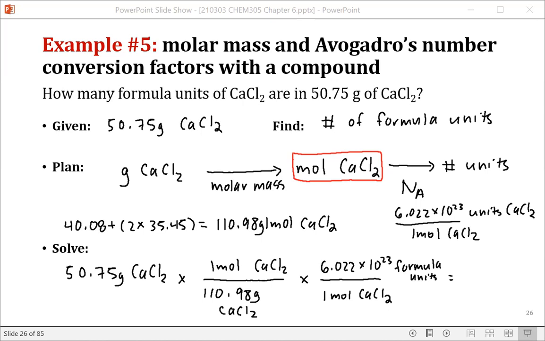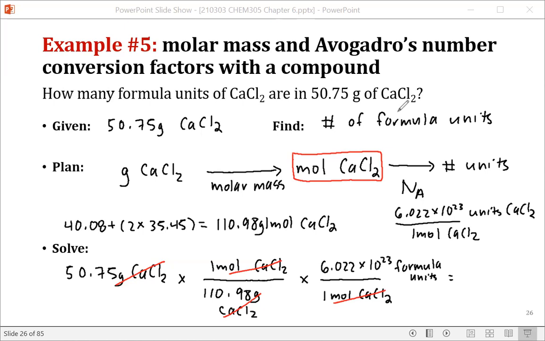And if we check our dimensional analysis before we go on, because if we made a mistake here, we want to catch it before we take the time to plug it into our calculator. So grams of calcium chloride and grams of calcium chloride cancel. Moles of calcium chloride and moles of calcium chloride cancel, and we're just going to be left with number of formula units, which is what we wanted to solve for.